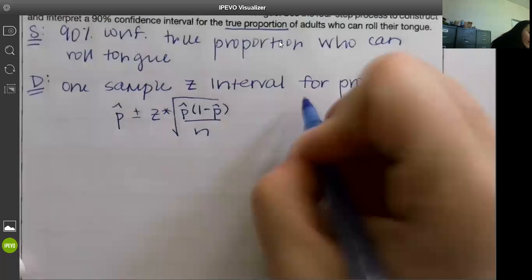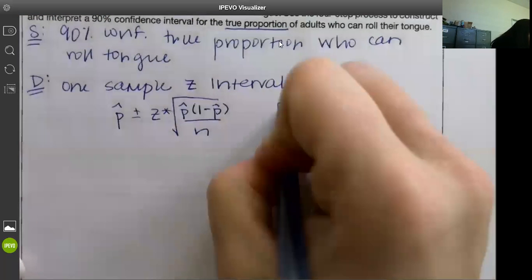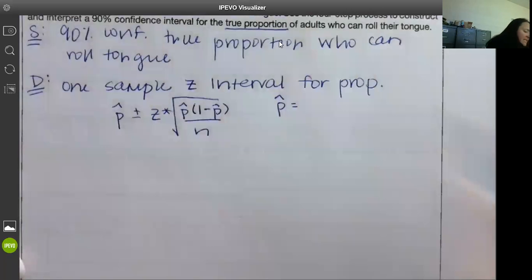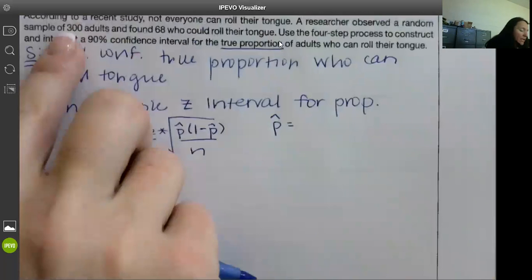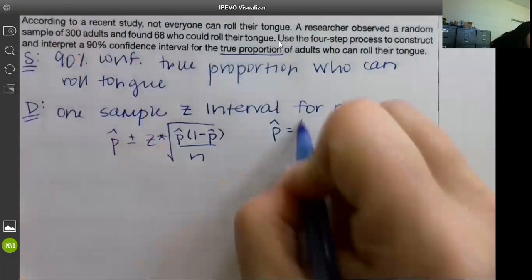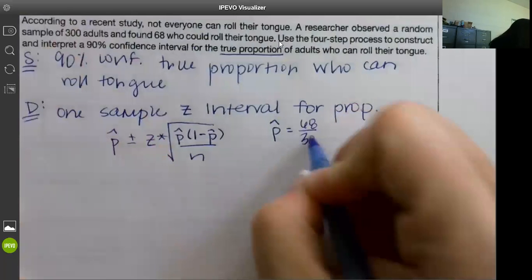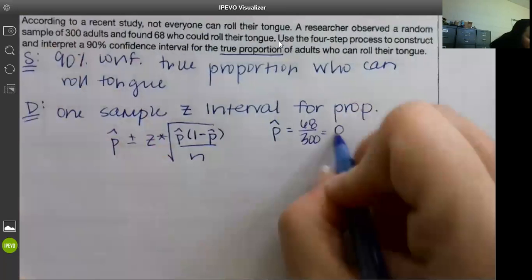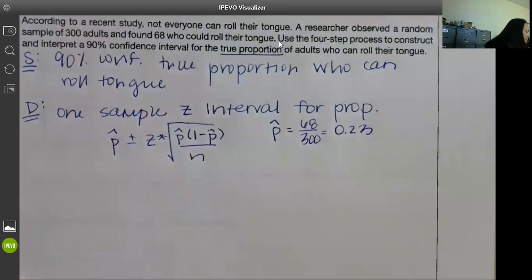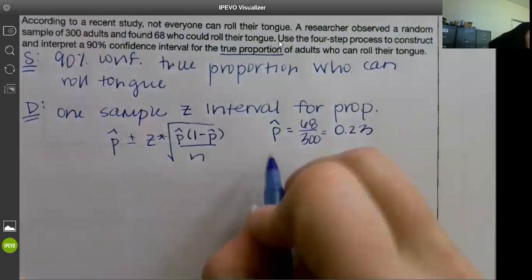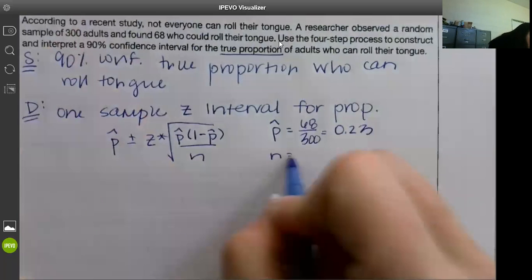So we're going to start with p hat. P hat said that 68 out of 300 could roll their tongue, which gives me 0.23. My n was 300.